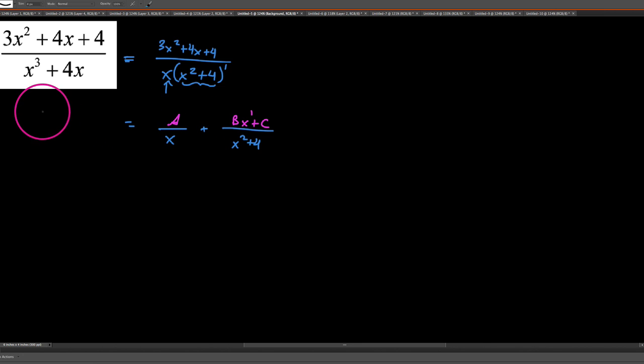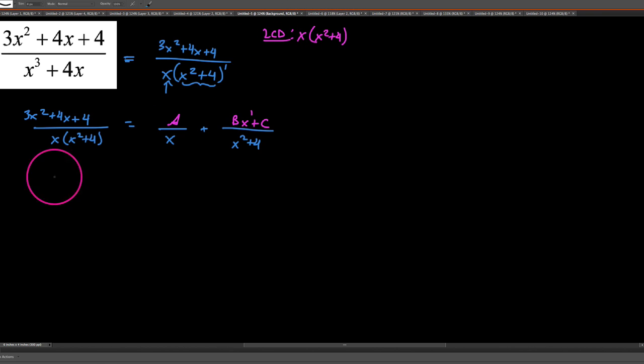So now what I have on the left is 3x squared plus 4x plus 4, all over x times x squared plus 4. And here's its decomposition. So the LCD, which is this denominator, we're going to take both sides times it. On the left, when we do that, what I want you to see is x times x squared plus 4, we just get rid of these and we get left with 3x squared plus 4x plus 4. This is always going to happen when you do this partial fraction decomposition.